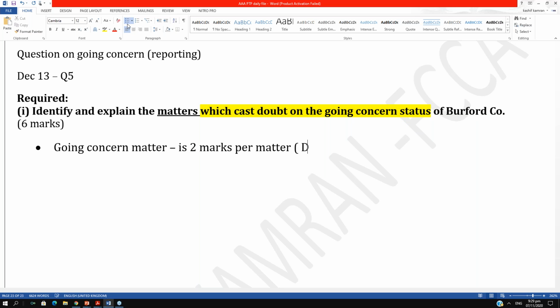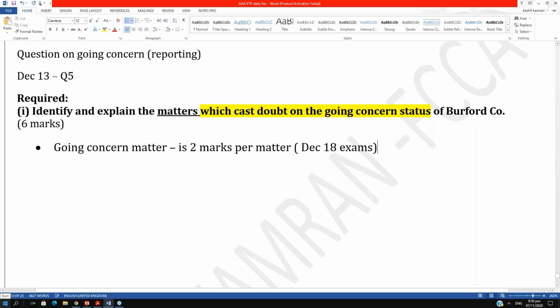This marking scheme was changed from December 18 exams, which is the most recent paper we have on going concern. So the examiner changed the marking scheme to 2 marks. If in the December 2020 exams the examiner asks you to write going concern matters, how many marks will you get per going concern matter? 2. So every going concern matter is worth 2 marks.